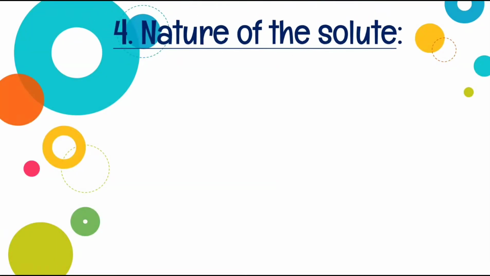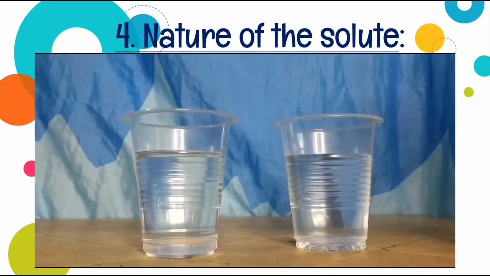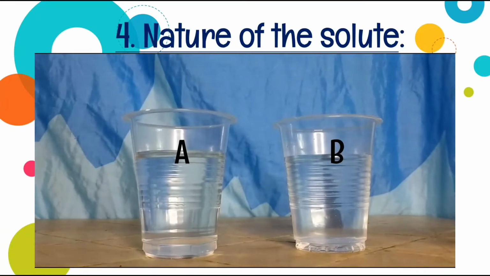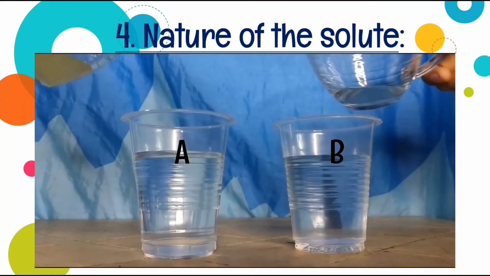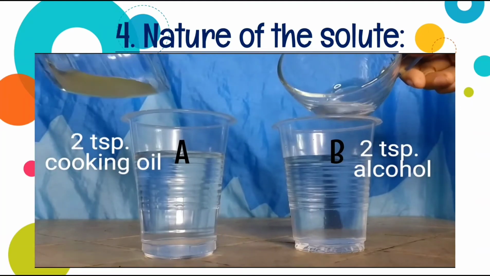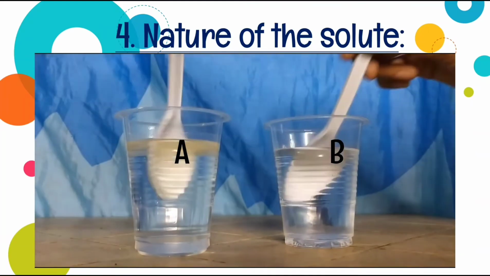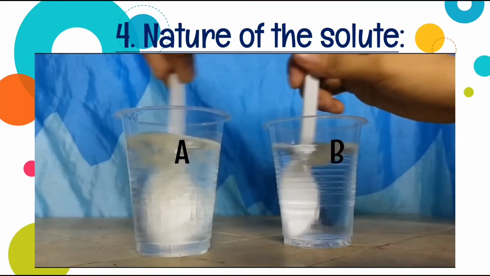Different substances have different properties. Let's take a look at this example. Cup A and B contain the same amount of water. In cup A, 2 teaspoons of cooking oil was added, while in cup B, 2 teaspoons of alcohol was added. Stir both mixtures and observe what happened.